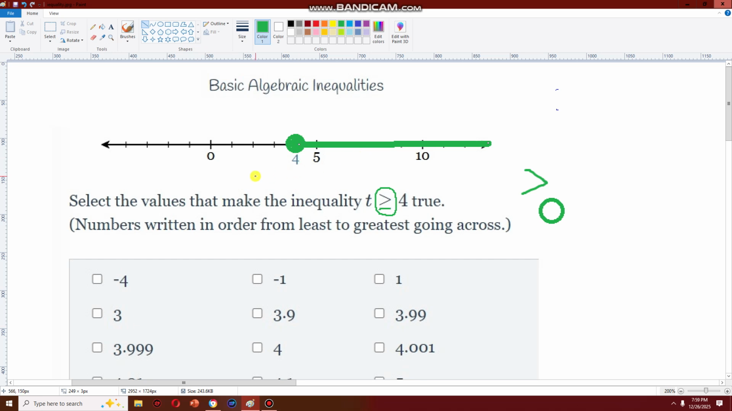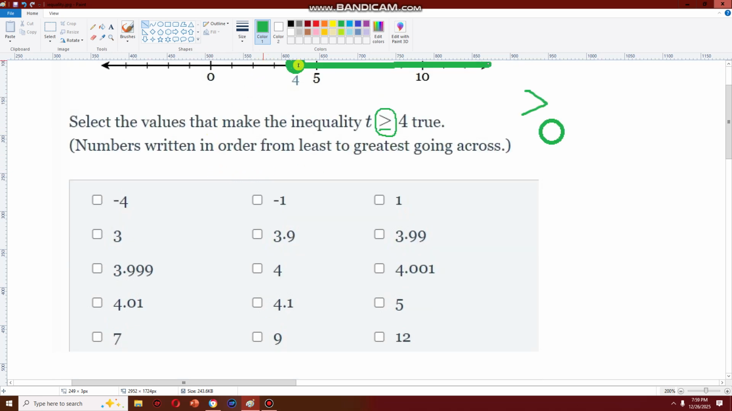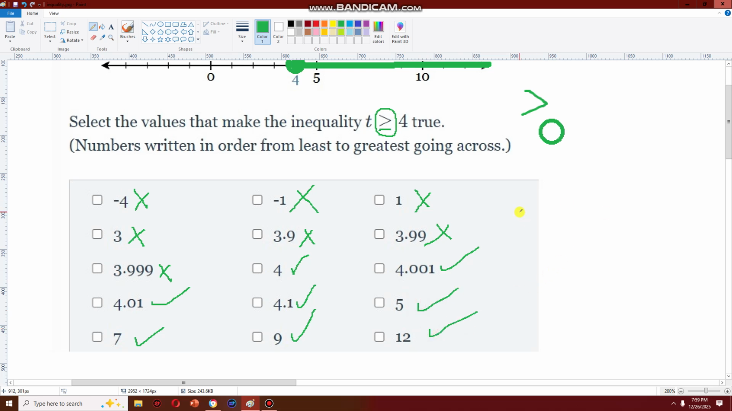Now, what numbers apply here? What numbers are equal to and greater than 4? Well, let's see. Minus 4? No. 3? No. 3.99? No. 4.01? Yes. 7? Yes. Minus 1? No. 3.9? No. 4? Yes. Why? Because it's an equal sign here. So t is equal to 4. 4.1? Yep. 9? Yep. 1? Nope. Nope. Yep. Yep. And yep. And there we go. These are the answers.